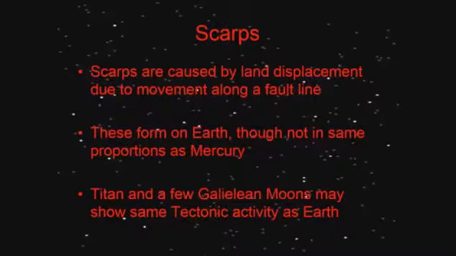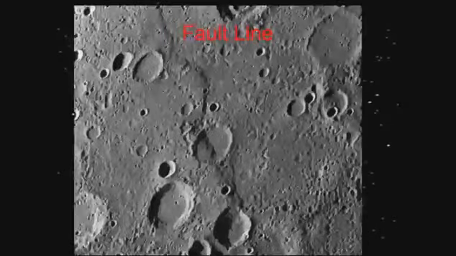So, in scientific parlance, scarps are caused by land displacement due to movement along a fault line. These things happen on Earth, but not the same as on Mercury. They're very localized on the Earth. On Mercury, we see these fault lines running for quite a large part of the planet. Some of the Galilean moons, remember Io, Europa, Ganymede, and Callisto, show very similar tectonic activity as the Earth. So does Titan. So Earth is not alone in having plate tectonics, we don't think. But the system on Mercury is a little bit different, as I said, due to the overall bulk shrinkage of the core.